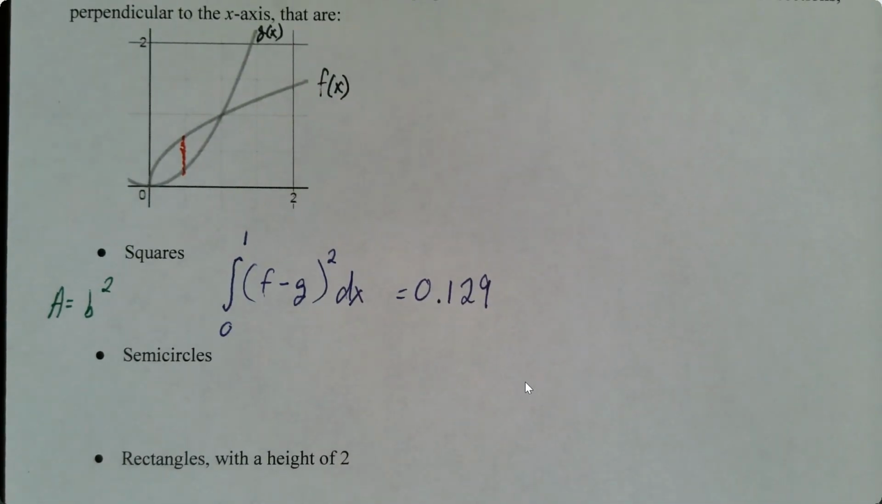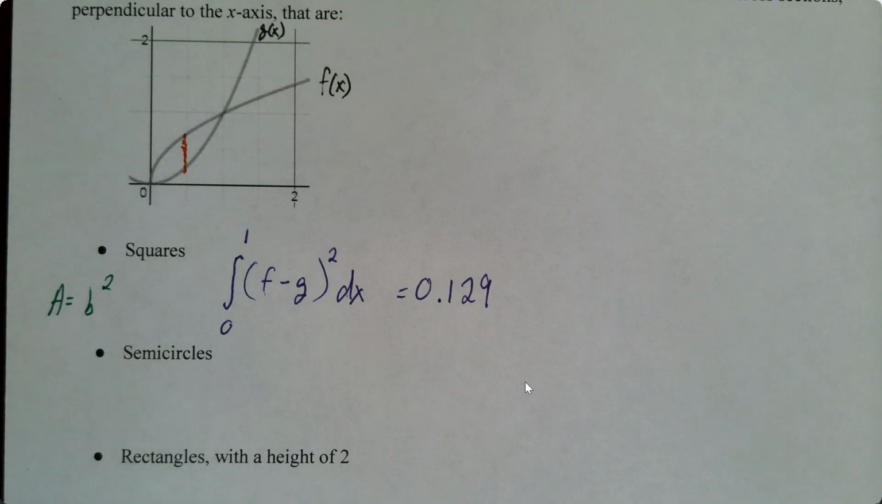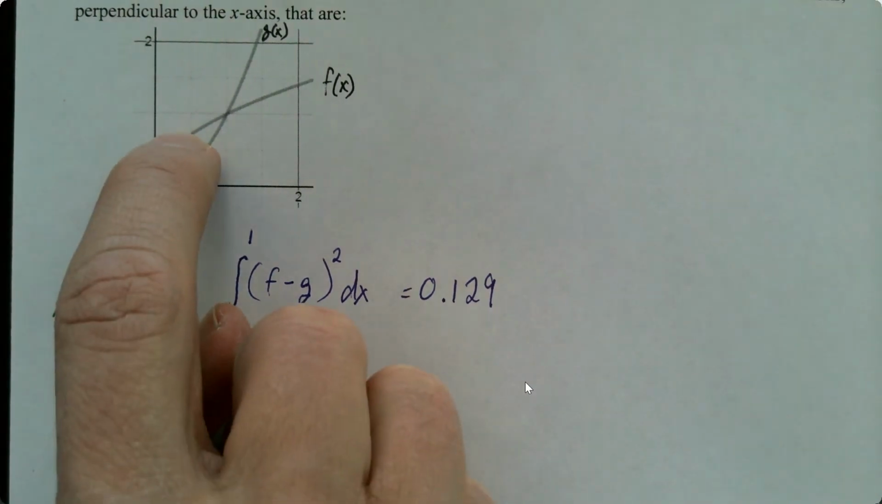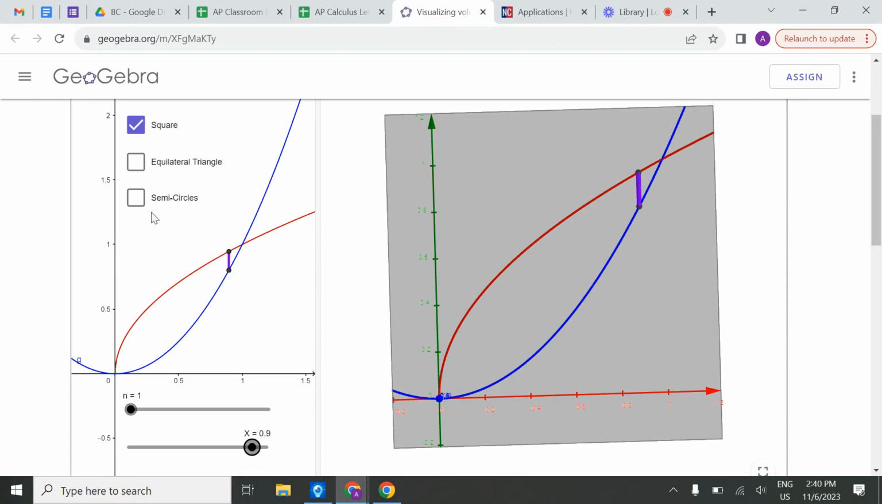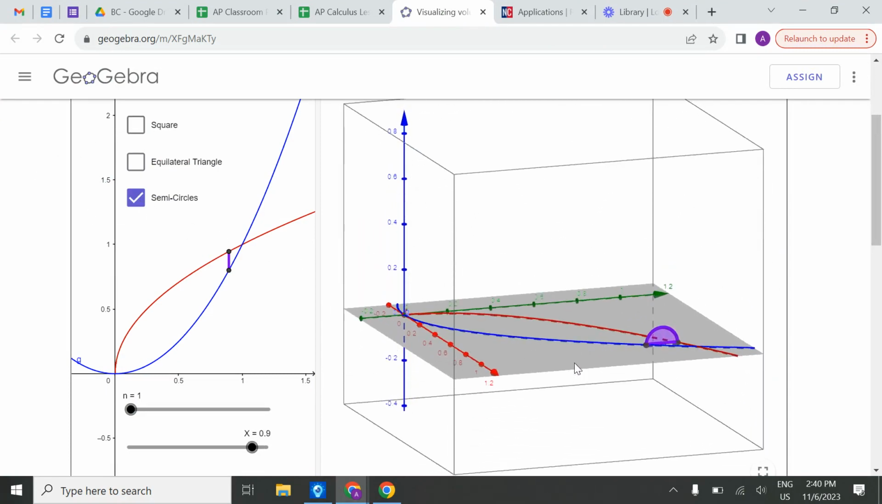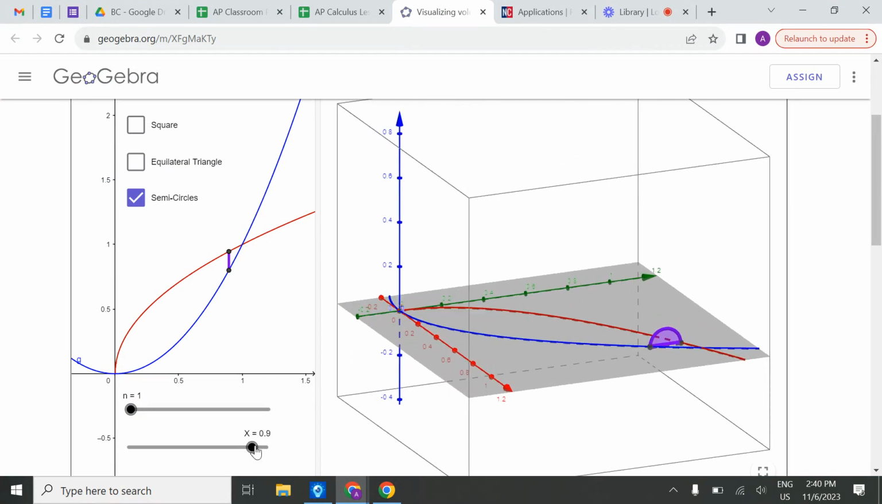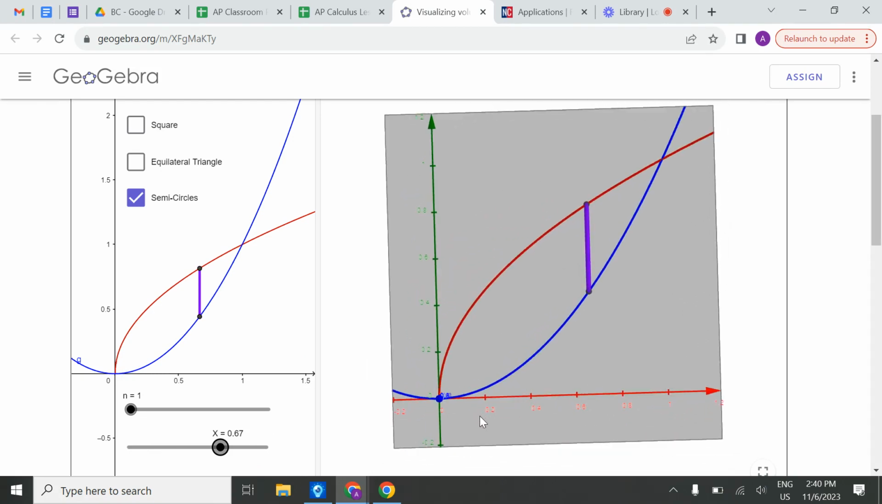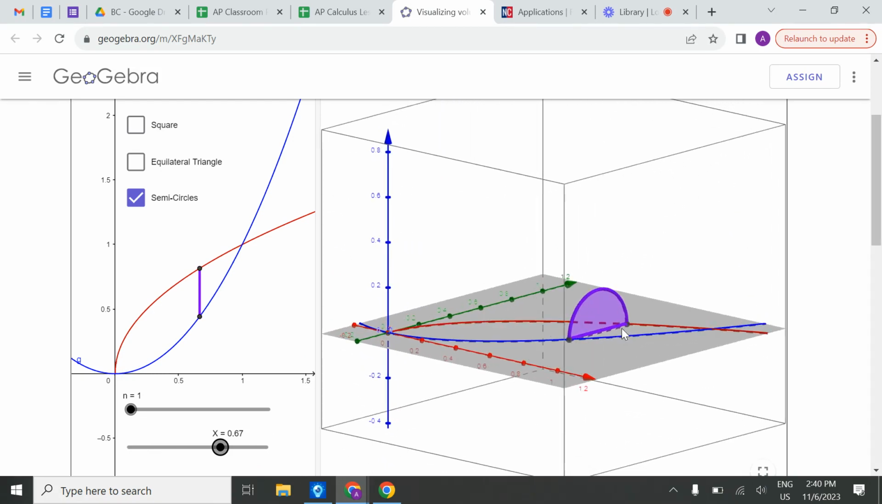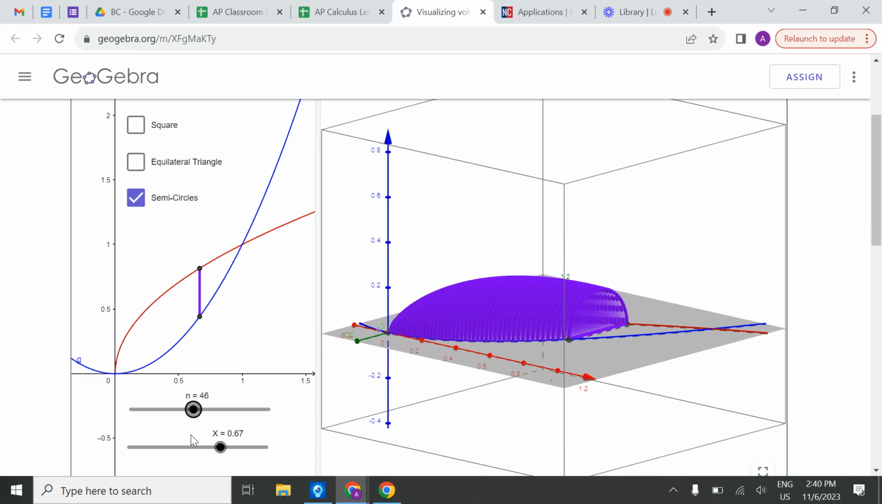Okay, let's move on to the next one where we have semicircles. And we know that we are accumulating the area of a lot of semicircles. No longer are we going to have squares that come up off this paper. We're going to have semicircles. So let's switch to semicircles. You see it? There we go. An infinite number of semicircles all along here. There they are. So basically it's like you're building a building, and this is the floor plan, and the heights of the building are based on semicircles. There it is right there.